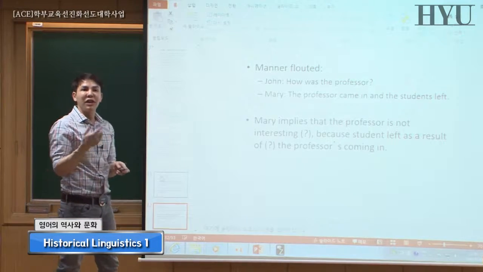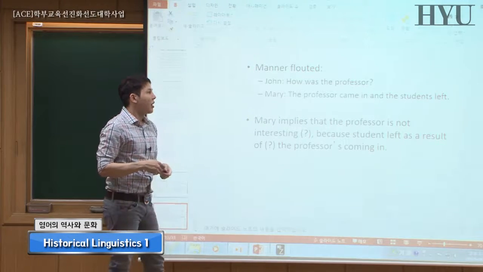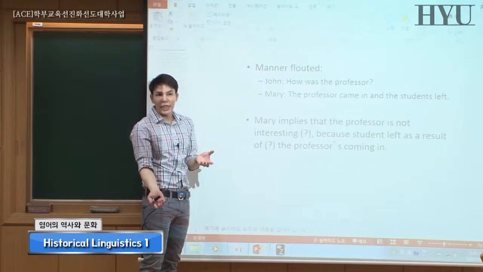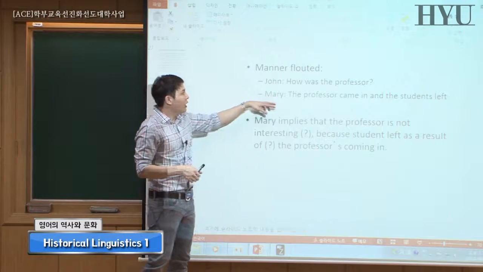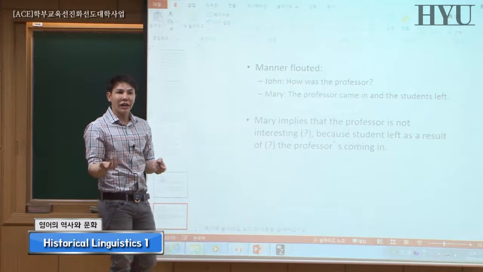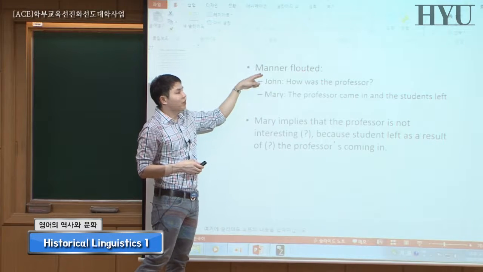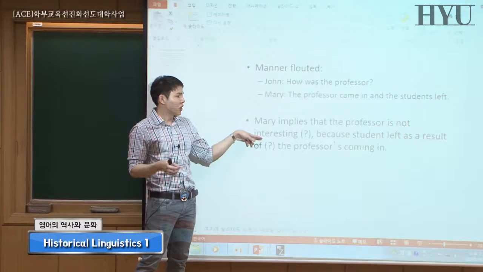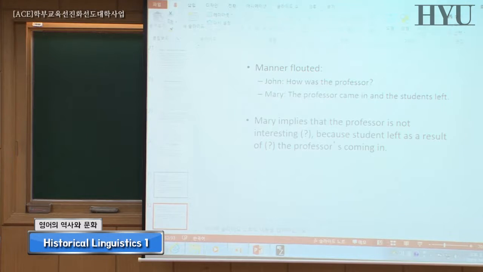But the manner is being flouted here because Mary could have said, oh, the professor was boring, the professor was not interesting, that's why the students left, and so on. But instead, she didn't say that. She only said, the professor came in and the students left. Unclear answer, not straightforward, right? So in this case, we say that the maxim of manner is being flouted in order to convey the meaning that the professor is not interesting, perhaps, or he was boring. Okay?